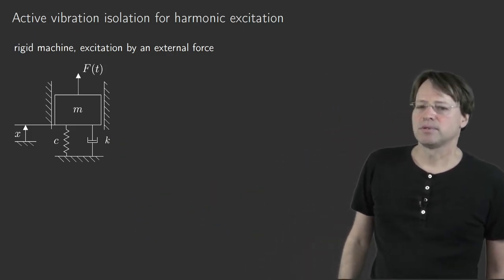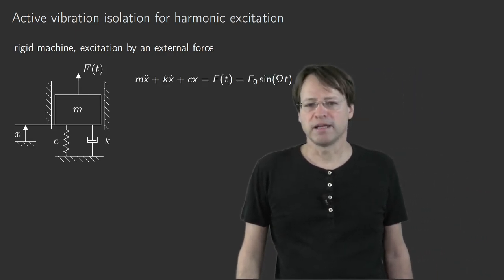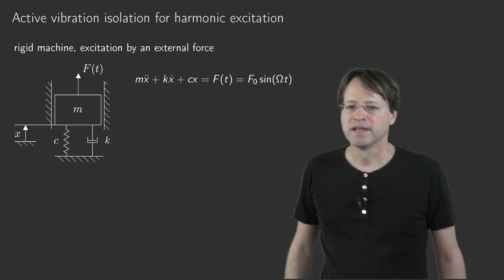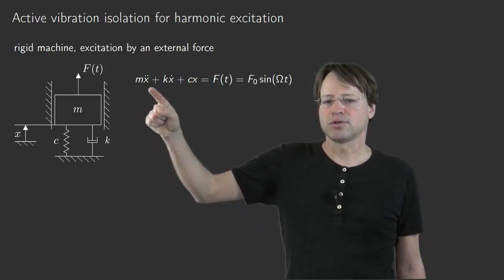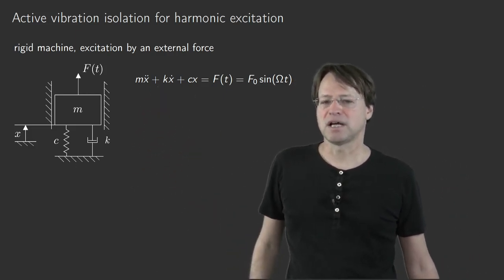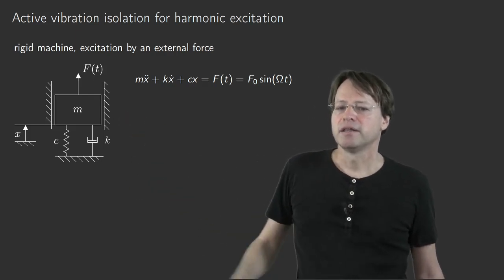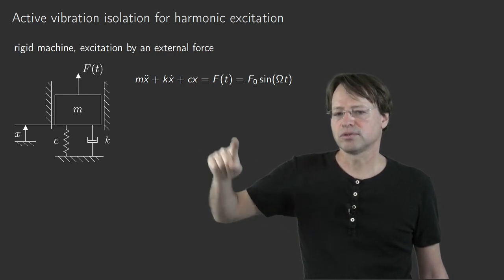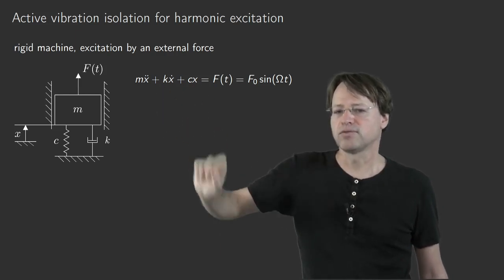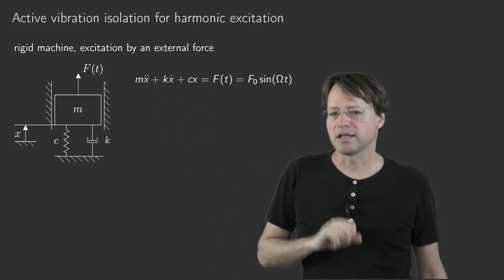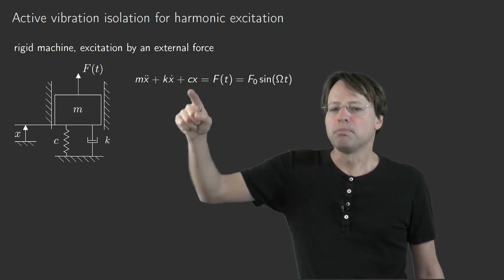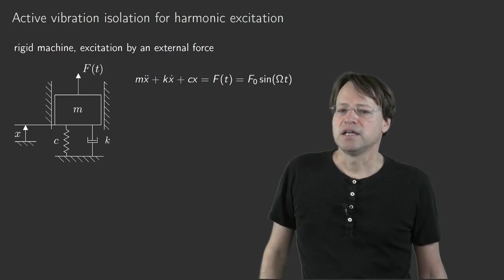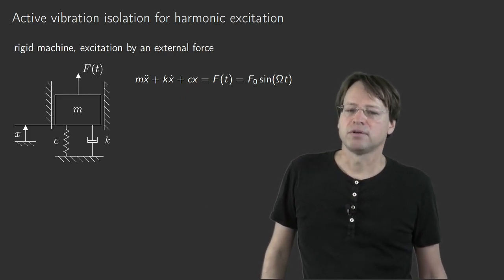So let me start with the equation of motion that is, I guess, known to you or could be easily derived by you. So first we have the inertia term with the mass times the acceleration. Then next comes the damping term, and then we have the stiffness term. So these are the two restoring forces coming from the damper and the spring. And on the opposite side of the equation, so on the right hand side, we have the external force F of t.